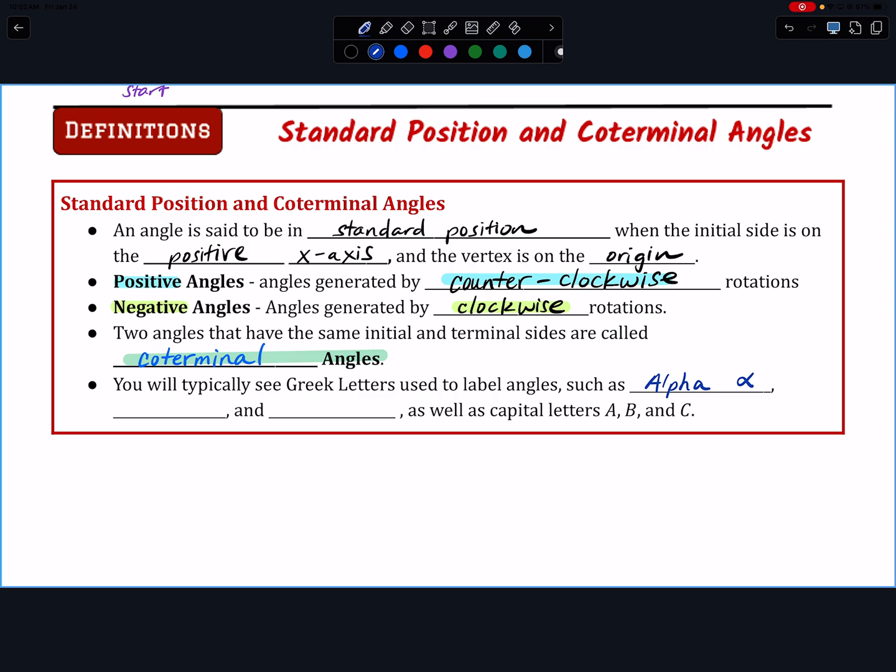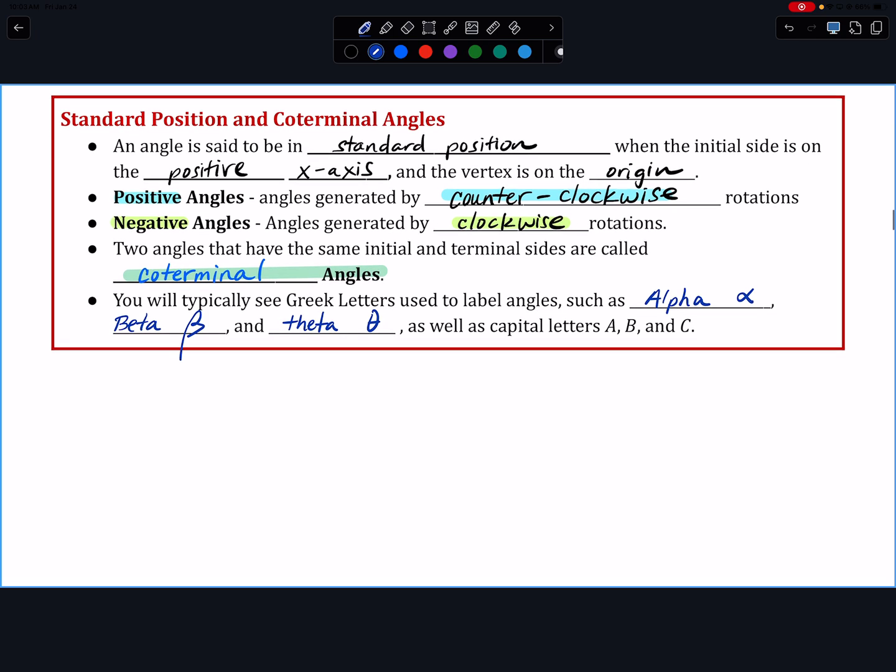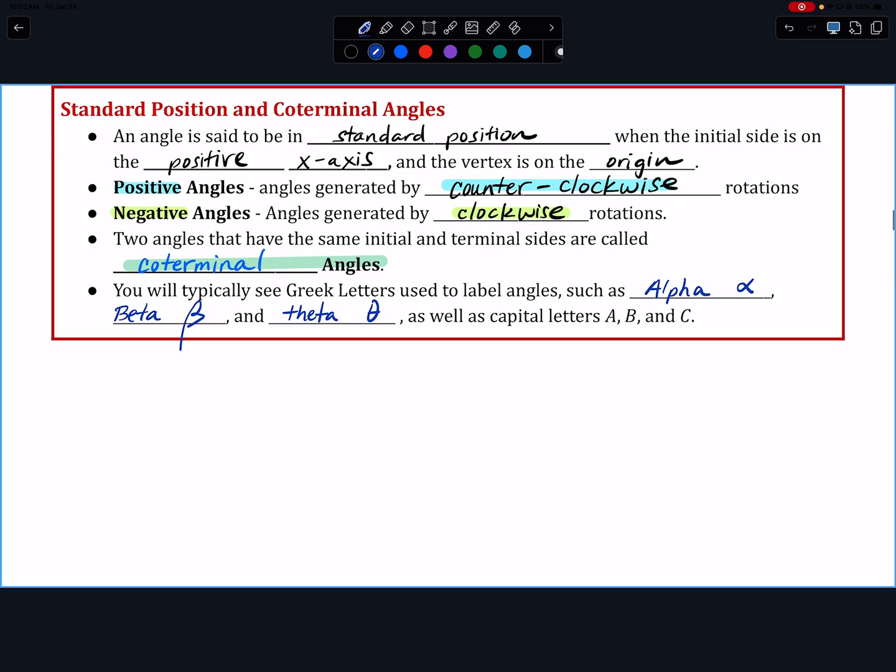Beta is my favorite one. It looks like a capital B, but it has a really, really long front leg. So something like that. And theta, which is one that you guys are familiar with. It looks like a zero, but has a line through the middle. And then sometimes we just use the letters that we like, A, B, and C. Okay? All right, so let's draw some pictures so you guys can have some familiarity with what this is.